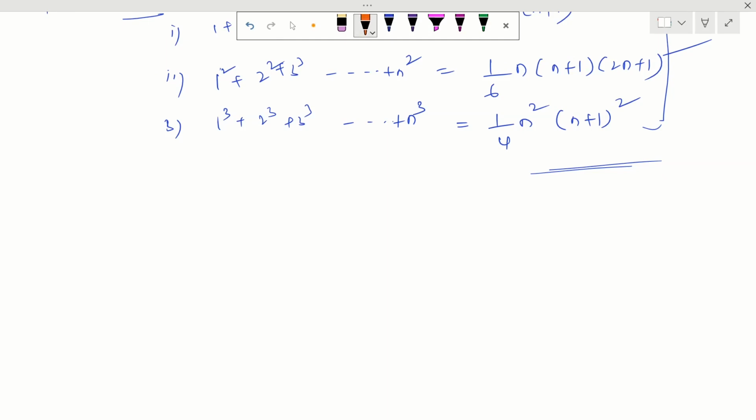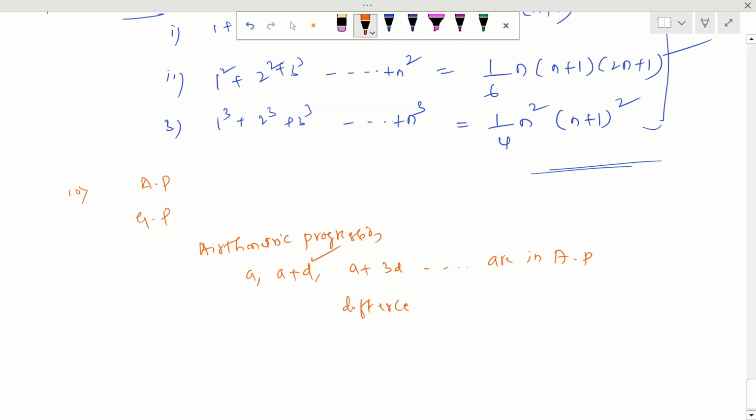And one more concept: you have studied in 10th class arithmetic progressions and geometric progressions, right? Let me recall those progressions. In arithmetic progression, a is the first number, a plus d is the second number, a plus 2d is the third number, and so on. These are in AP, arithmetic progression. So what is d here? d is the difference. d is the difference of what?